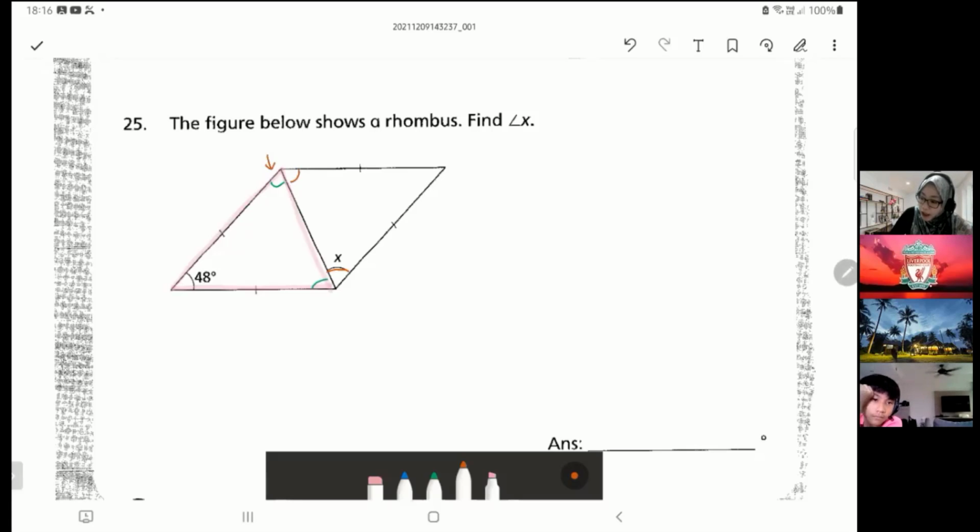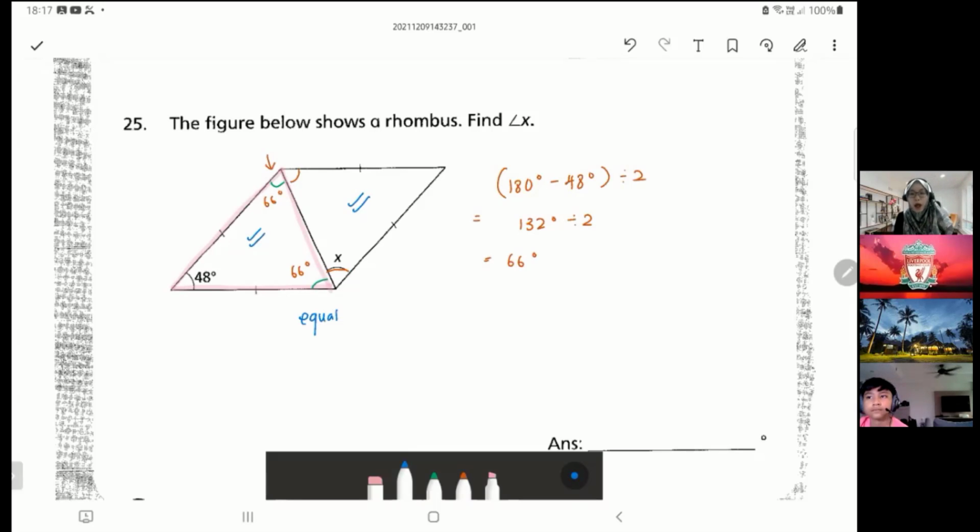Okay. So to find the green angles, you just take 180 degrees minus away 48 degrees. And then the answer divided by 2, because 2 sides are equal: 132 degrees divided by 2 is 66 degrees. This is 66 degrees, this is 66 degrees. And if you look at it, this triangle and this triangle, they are equal because it's a rhombus.